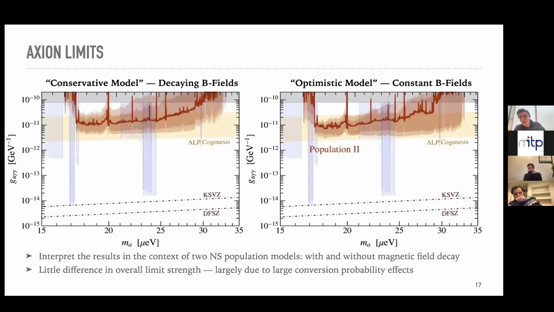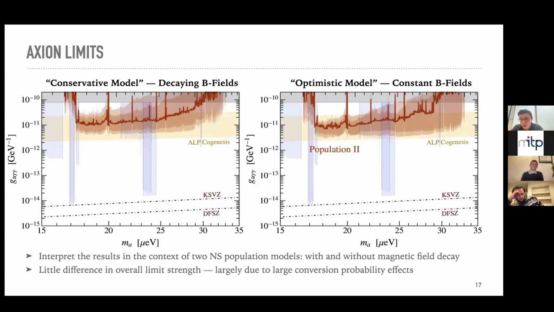Okay, so we have flux density limits, and thanks to the spectra that Sam's able to generate, we can translate those flux density limits into limits on the axion-photon coupling. So Sam talked about a conservative model and an optimistic model, one where the B fields decay and one where they're just frozen in at birth. And the funny thing here is actually that there's not that much difference in terms of the strengths of the limits that you would set from your conservative model versus your optimistic model.